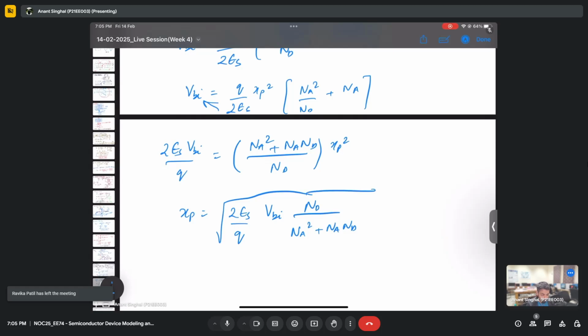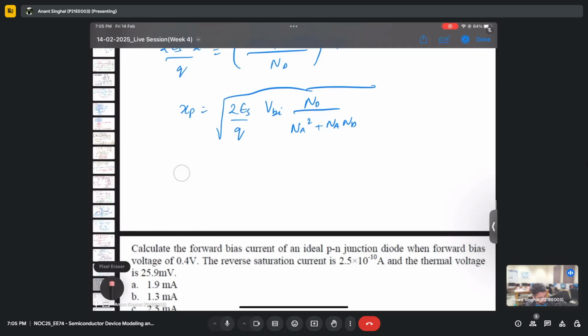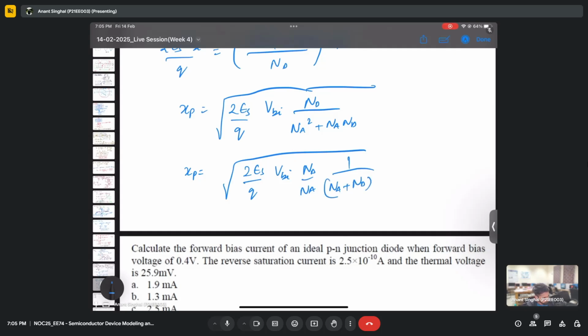Any doubts still here? So straightforward equation. xp will be, again I'm writing 2 epsilon s by q VBI. So if you try to solve it, if you take Nd by Na common from this, it will come out to be 1 plus Na Nd. I've taken Na common in the denominator, so Na plus Nd is left.